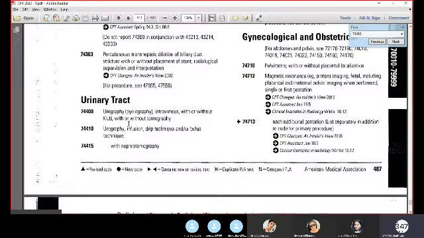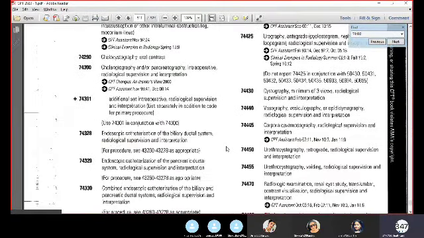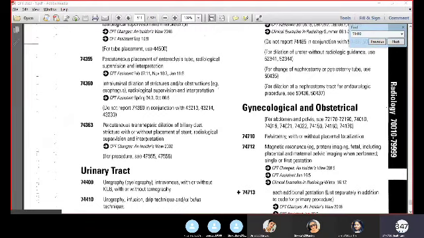So urography, if they mention intravenous, 74400. If they mention infusion or bolus technique, 74410. If it is nephrotomography, then this code. Okay, this one question is coming in the exam. So for urography, please check what is the exact answer.